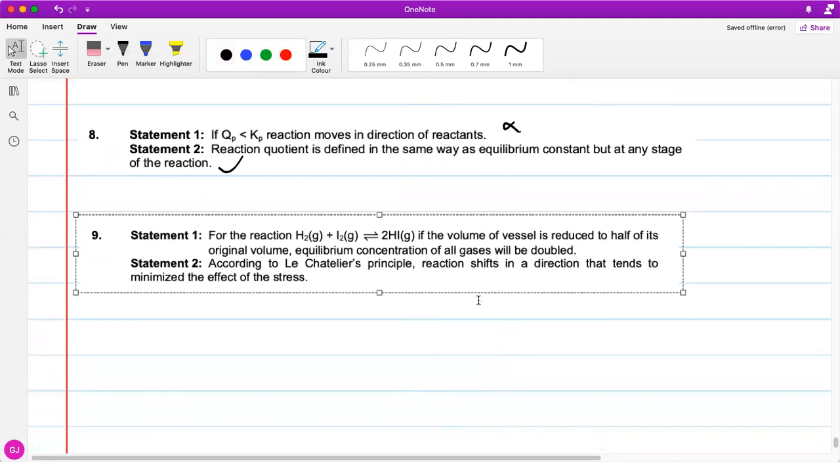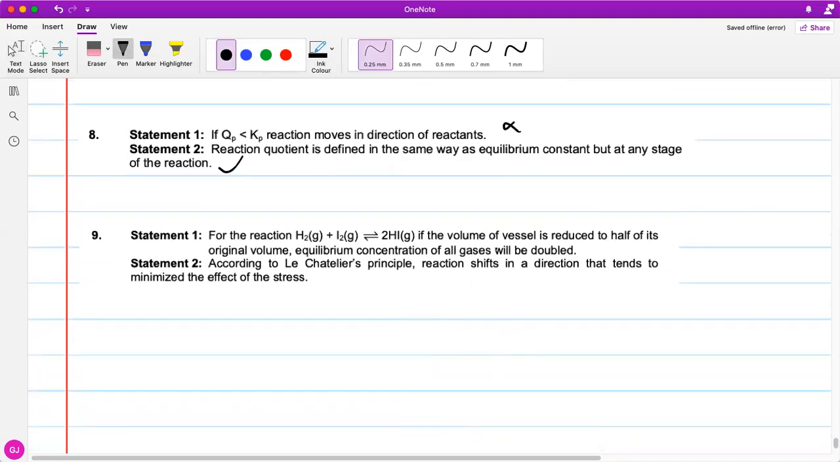Then in the next statement for the reaction, if the volume of the vessel is reduced to half the original volume, the equilibrium concentration of all the gases is doubled. So yes, equilibrium concentration will get doubled because the volume is halved, right? There will be no change in moles because delta Ng is 0. Delta Ng is 0 implies no shift, implies no change in moles, right? But concentration is moles upon volume, and the volume got halved, so concentration will get doubled, right?